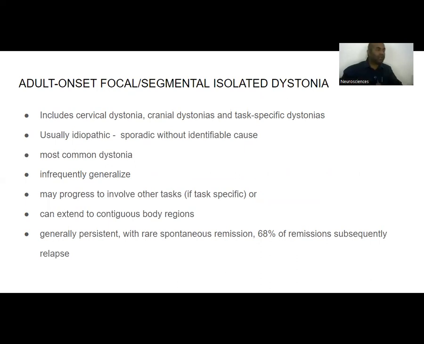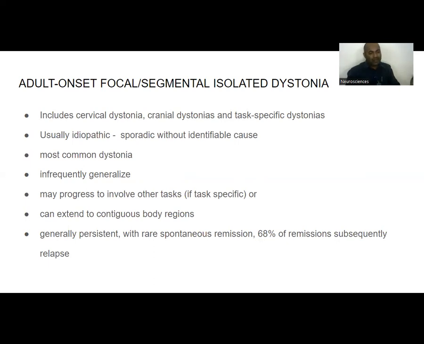The common dystonia syndrome that we see is adult onset focal or segmental isolated dystonia, like your cervical dystonias, cranial dystonias, blepharospasm, oromandibular dystonia, task-specific dystonia. So this is the common dystonia syndrome that we see, usually idiopathic, and these are the most common dystonias. And they're infrequently generalized. They don't start in adults and become generalized. Patients don't develop cervical dystonia and then become generalized.